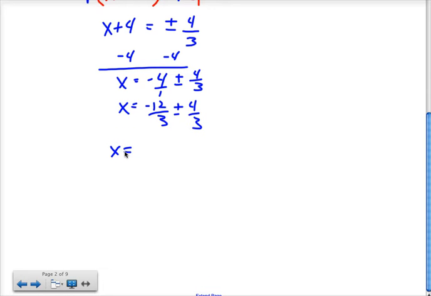The first one is -12/3 plus 4/3, and that will be a -8/3. And the second one would be -12/3 minus 4/3, which would be a -16/3. So we're just separating this into the two statements that it really is.